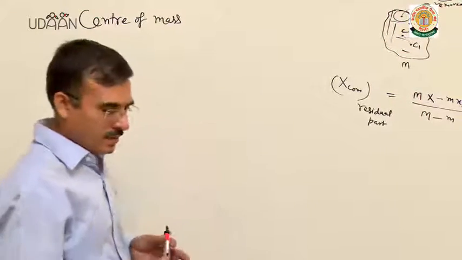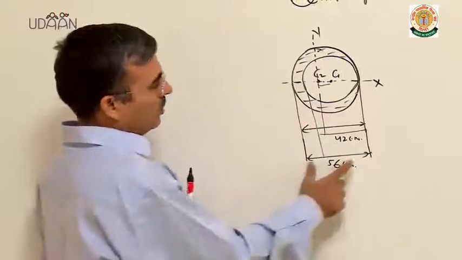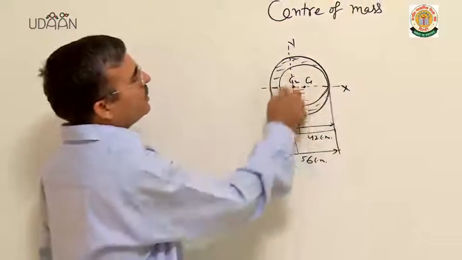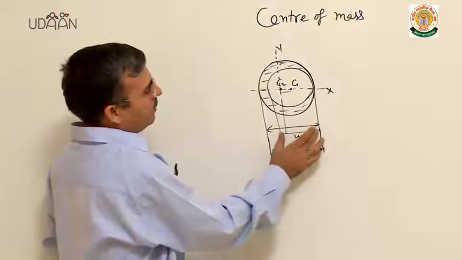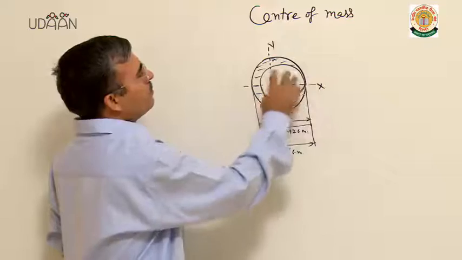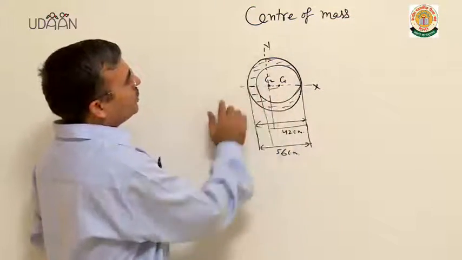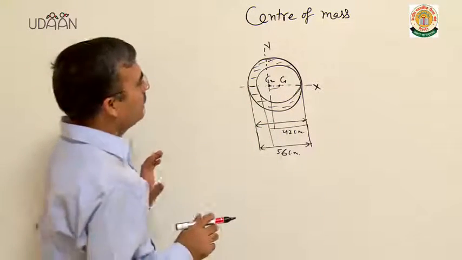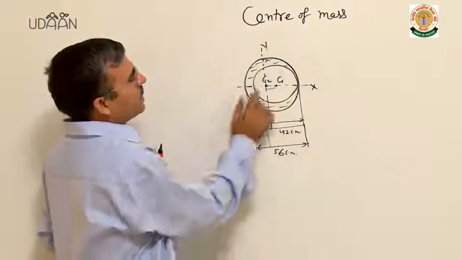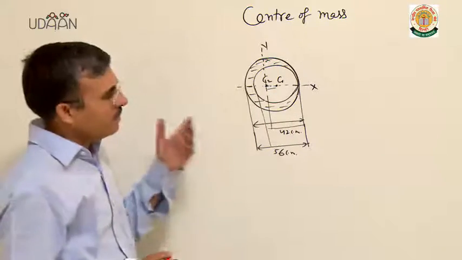Let us take one example. It is a uniform disc of diameter 56 centimeter. From this disc, one diameter of 42 part is removed, and I want to find out the position of the center of mass of the residual part. Again I have taken the center of the bigger disc as the origin, x-axis, y-axis, mass will be in proportion to the area.